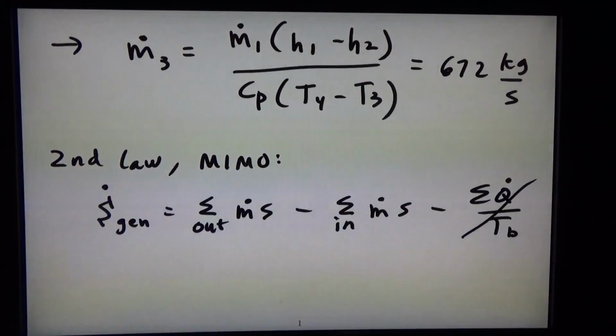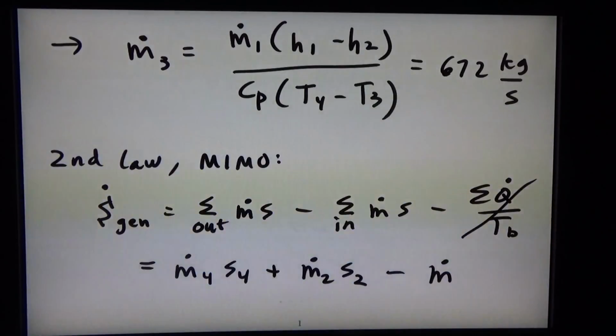So the heat exchanger is a system. There's no transfer between the heat exchanger and the surroundings. All the heat transfer is inside the heat exchanger. So this is just going to be mass flow rate at the outlets, which is mass flow rate 4 and mass flow rate 2, minus mass flow rate at the inlets times S.